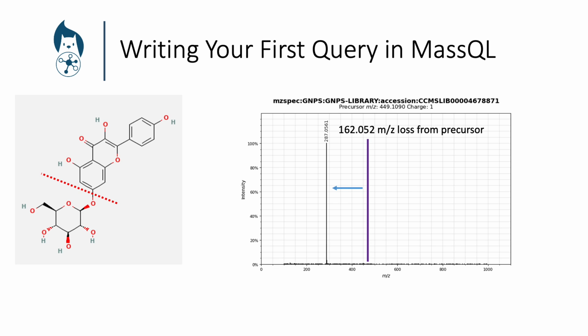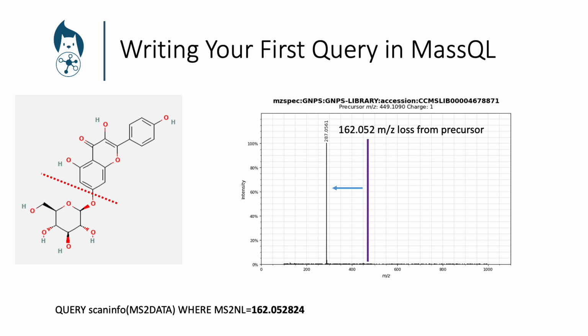Once we know that information, let's start encoding it in MassQL. You can write these queries as kind of pseudo sentences. We want to query for MS2 data where the MS2 neutral loss is equal to 162. It's pretty straightforward. The MS2 NL has a particular meaning in MassQL, and that will find all MS2 spectra that have a neutral loss peak of 162 from the precursor.